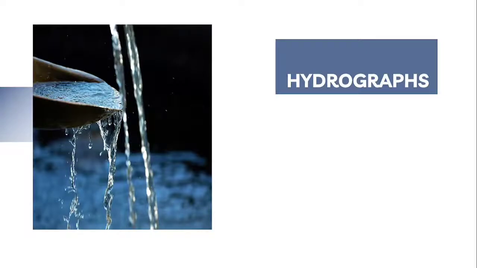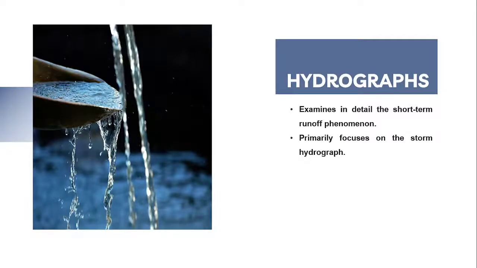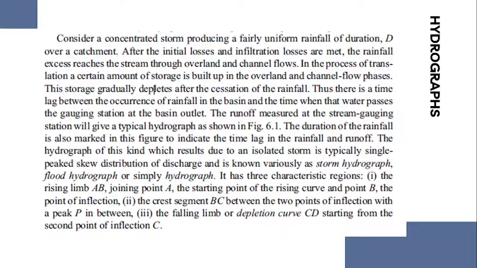This chapter, meanwhile, examines in detail the short-term runoff phenomenon and it primarily focuses on the storm hydrograph. So, consider a concentrated storm producing a fairly uniform rainfall of duration d over a catchment. After the initial losses and infiltration losses are met, the rainfall excess reaches the stream through overland and channel flows.